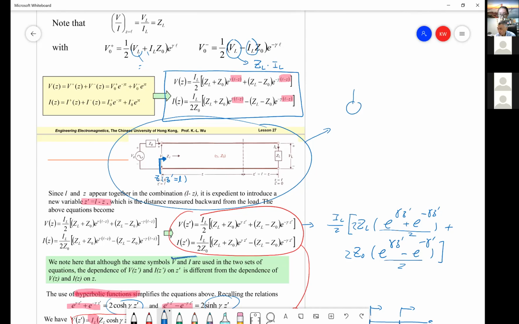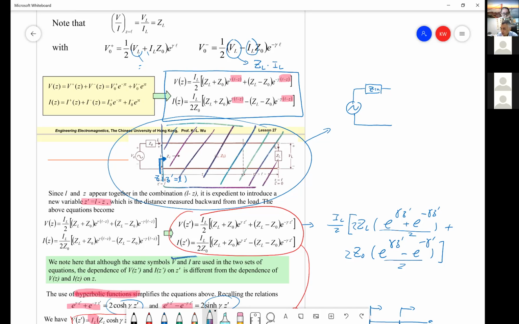we have a transmitter with internal impedance, okay. Then everything here is equivalent to Z, okay, Z prime equal to M.